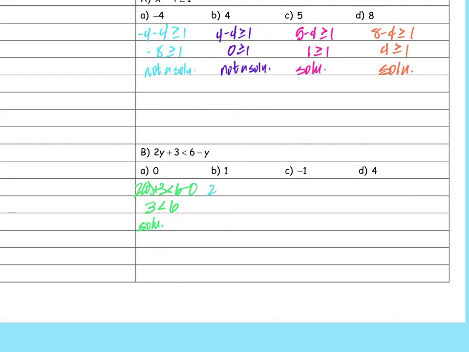And then I've got 2 times 1 plus 3, x minus 1, less than 6. 5 is less than 5. 2 times -1. If I do my math wrong, someone please tell me. 6 minus a -1. -2 plus 3 is less than 6 plus 1. 1 is less than 7. Solution.